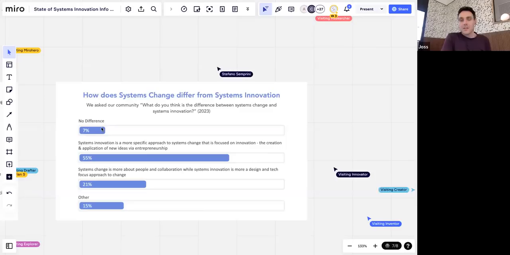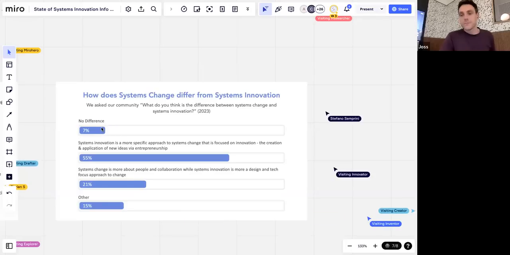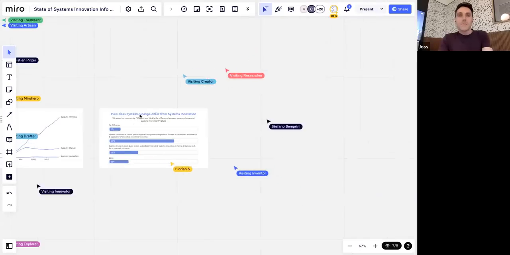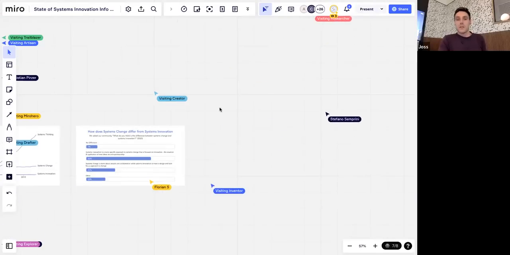7% said there's no difference. 55% said systems innovation is a more specific approach to systems change that's focused on innovation, the creation and application of new ideas via entrepreneurship. 21% said systems change is more about people and collaboration, while systems innovation is more about a design and technology-focused approach to change. And 15% said other. So that's that. I'm not going to go into that discussion too much, but we could start a bit of interactivity if there are questions this time.